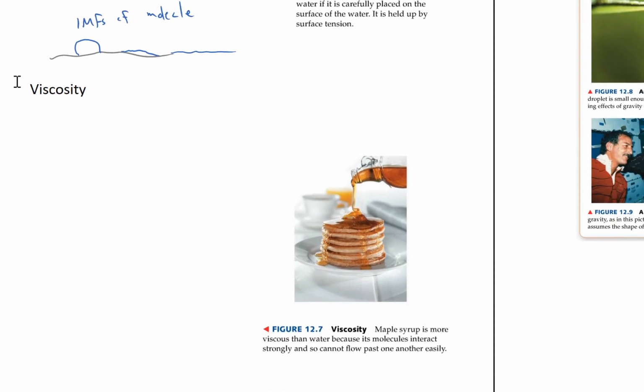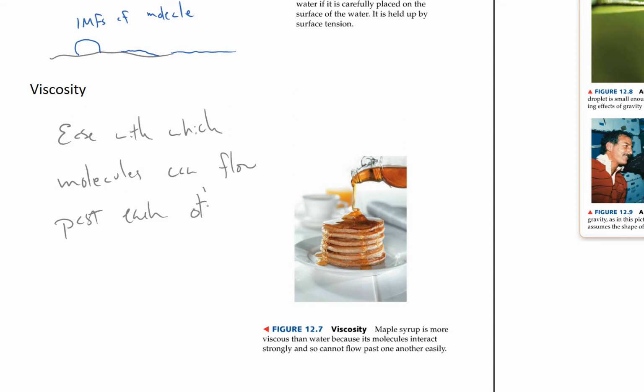Another property of liquids that we see is viscosity. Viscosity is the ease with which molecules can flow past each other. And we talk about things that have high viscosity or are very viscous, such as maybe maple syrup, or things that have low viscosity or are not very viscous. And that would be water as an example. There again, we're talking about the intermolecular forces between those compounds.